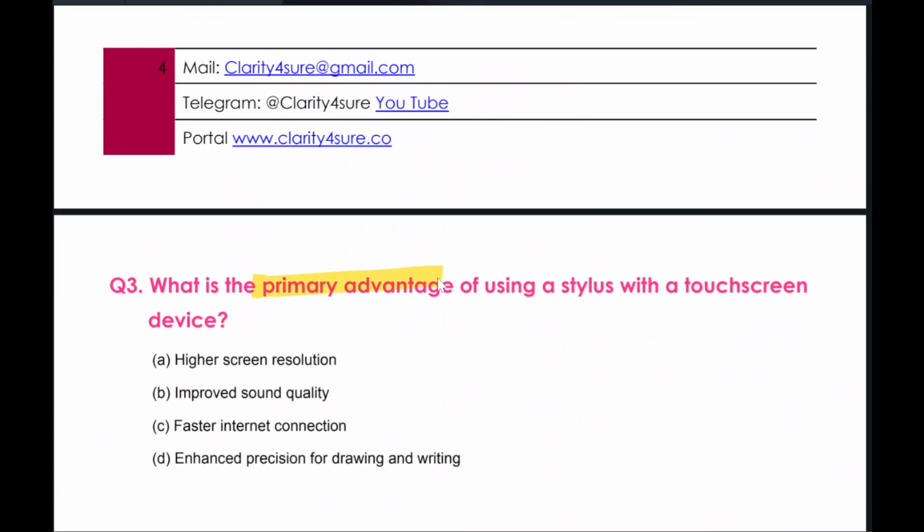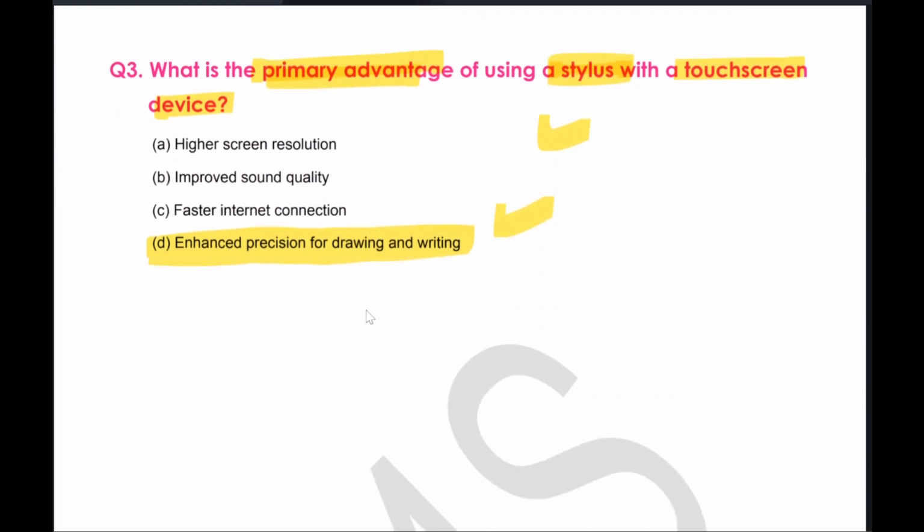What is the primary advantage of using a stylus in a touchscreen device? Just like I'm using an iPad, you can make out that I'm using it for enhanced precision for drawing and writing. This is the primary advantage of a stylus on a touchscreen device.